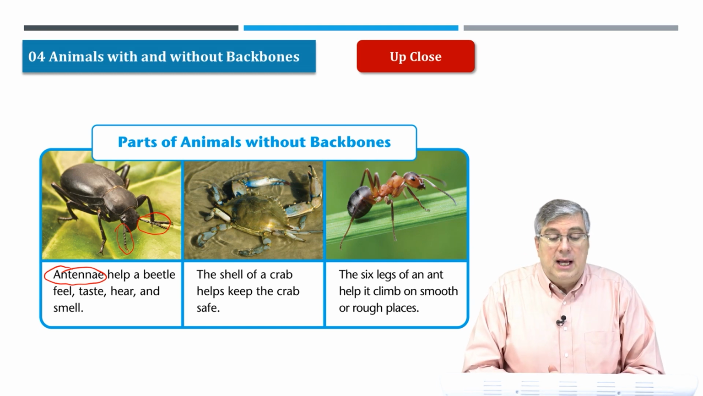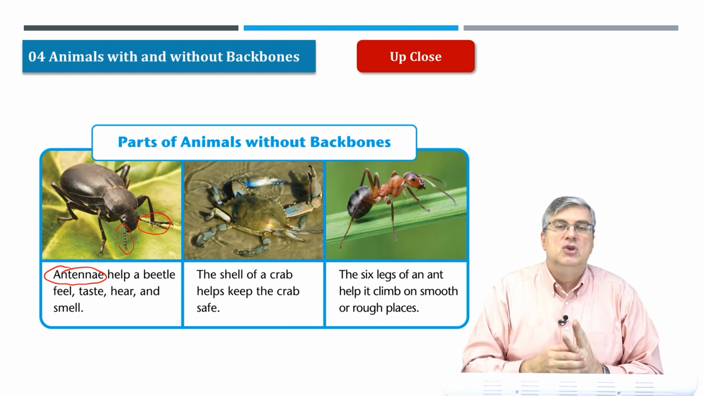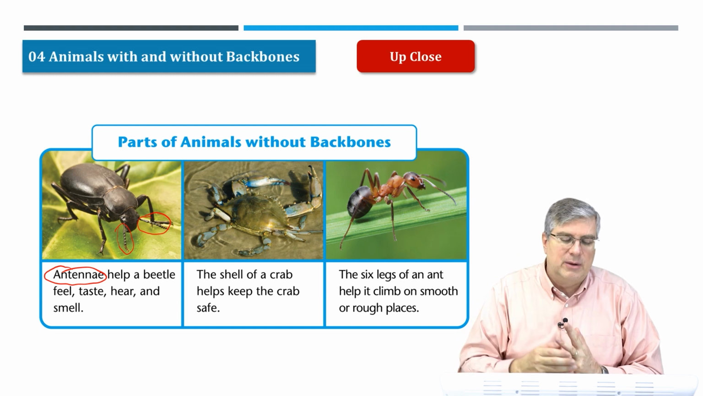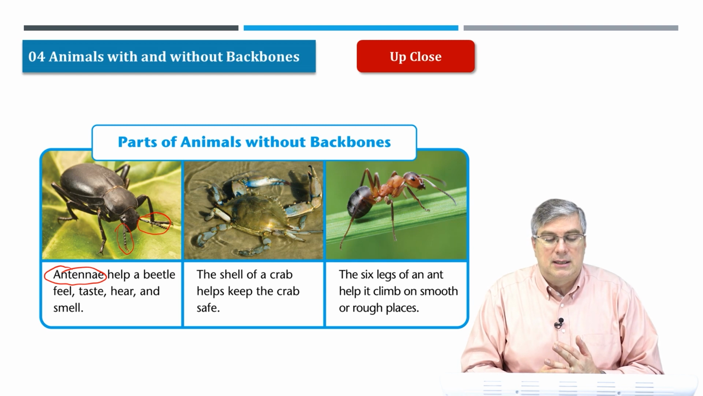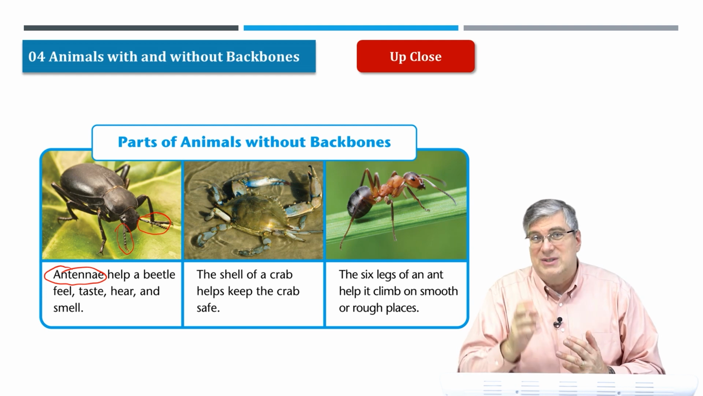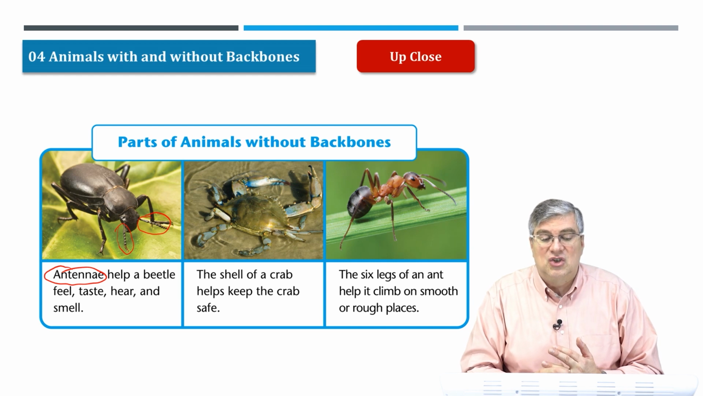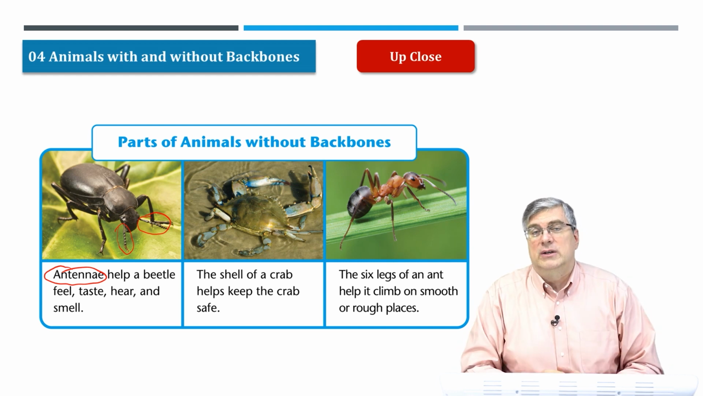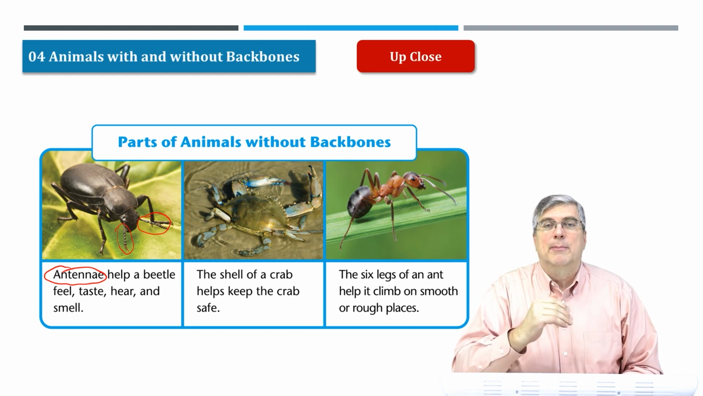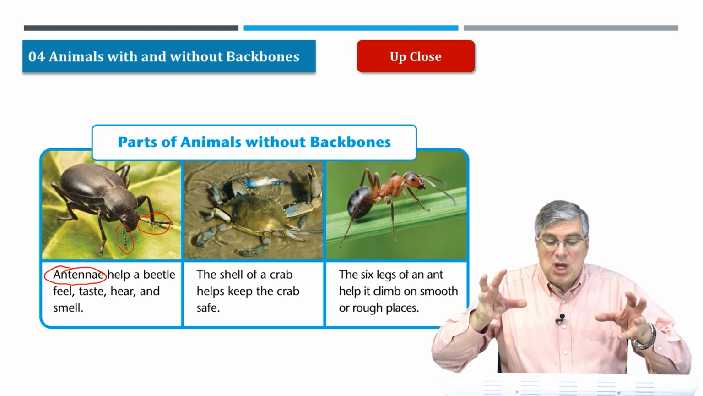The next thing is a shell. Animals with backbones don't have shells, right? Well, I'm sorry, some do, like a turtle has a shell. Sorry about that. Turtles do have shells, and they do have backbones. But many other animals don't have backbones, like a crab. Now, a crab is not an insect. Let's make sure we know that. A crab is not an insect. But it does have a shell and it doesn't have a backbone. So the shell of a crab helps keep the crab safe. As we talked about before, it protects the crab, right? And the crab doesn't have a backbone, but it needs a shell to be able to move.